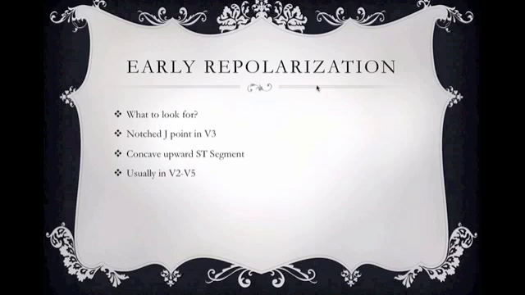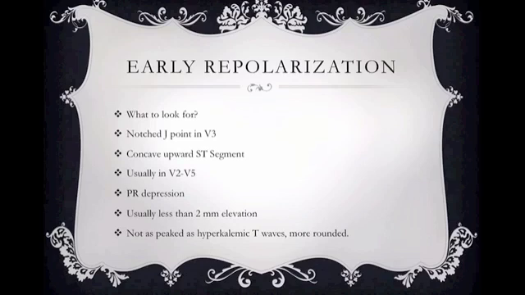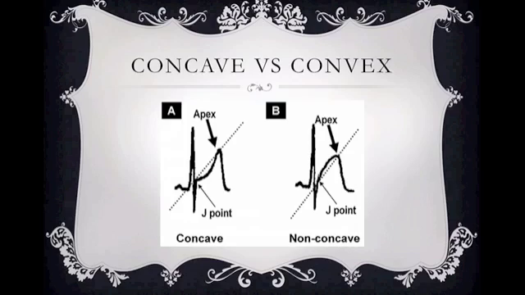Usually the ST segment elevation is going to be in your V2 to V5 leads, and you might see some PR depression, usually less than 2 millimeters of elevation, blah blah blah. Not as peaked as hyperkalemic T's. They are more rounded. All right. So enough of the talk. Let's look at some pictures.